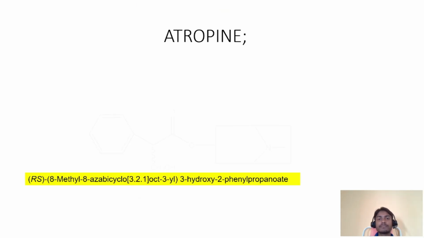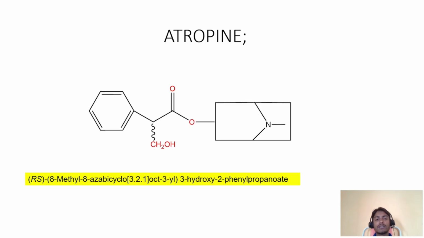Next comes the atropine structure. When we are identifying the structure of atropine, first we need to identify the functional groups for writing the IUPAC nomenclature. An ester group is there, followed by an alcohol group, and next an amine group. Among these different groups, the ester group gets first priority, so we need to give the numbering from the ester group.